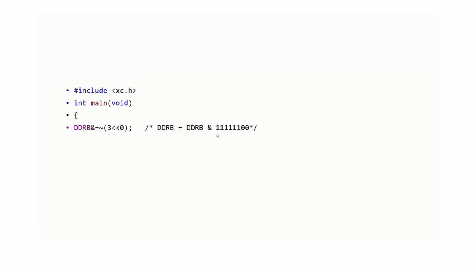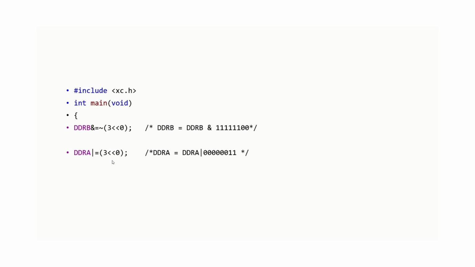To configure a port pin in the input mode, we have to reset the bit in the direction control register corresponding to the port pin. So here we have to reset bit number 0 and bit number 1 of the DDRB register. Similarly, to configure a port pin in the output mode, we have to set the bit in the direction control register corresponding to the port pin. So to configure PA0 and PA1, we have to set bit number 0 and bit number 1 of the DDRA register.